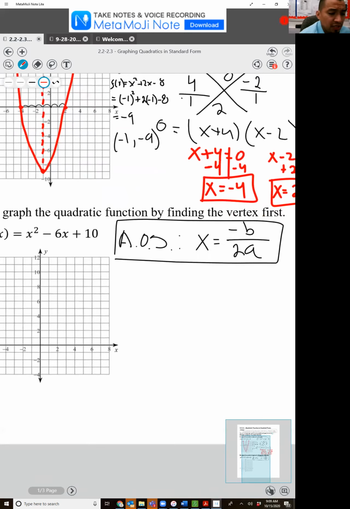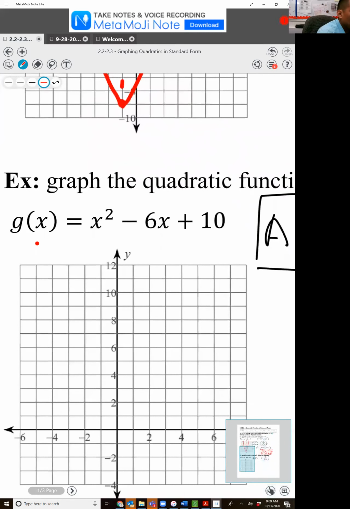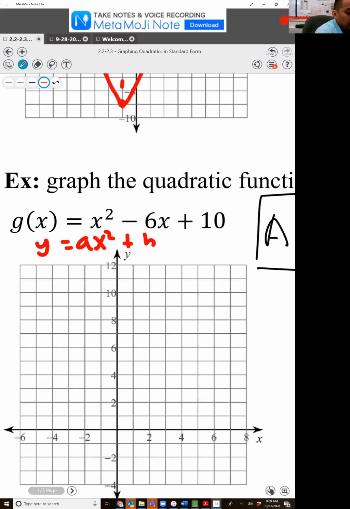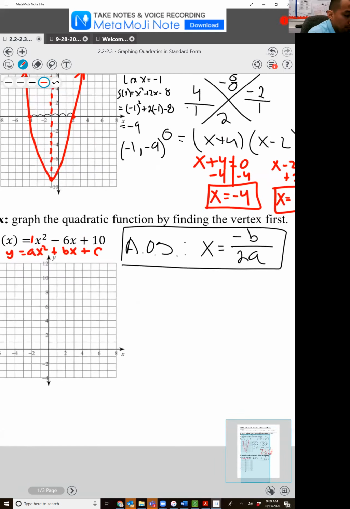Now, what do b and a mean? Well, if you go back to your standard form, y equals ax squared plus bx plus c, that is where we're getting our a, b, and c. Our a value in this case is 1, our b is -6, and our c is 10. So I'm going to go ahead and plug that into my formula.